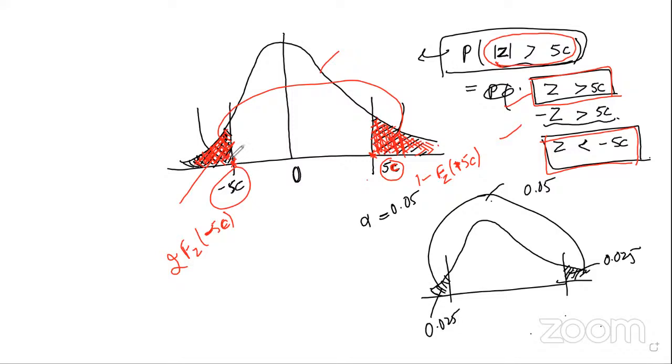Okay, so this area is going to be F of minus 5c, okay? Plus this area is going to be 1 minus F of 5c, right? Yes, ma'am.